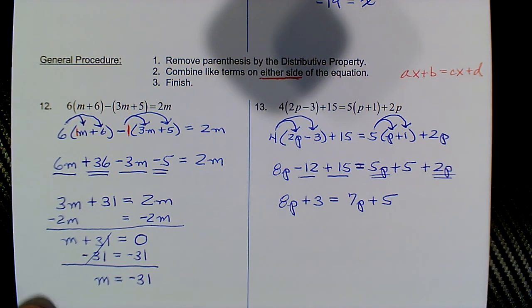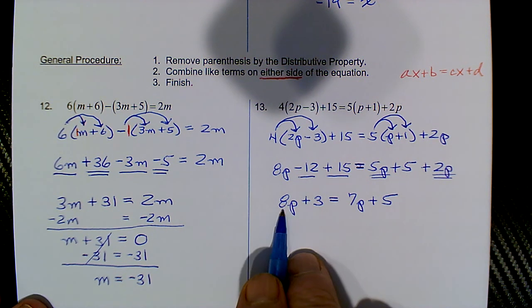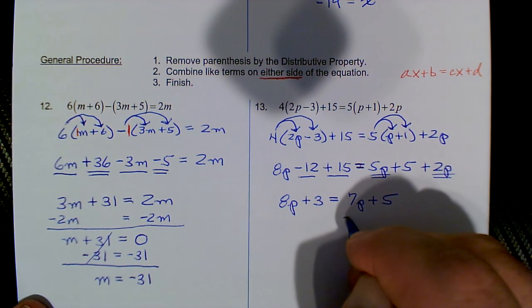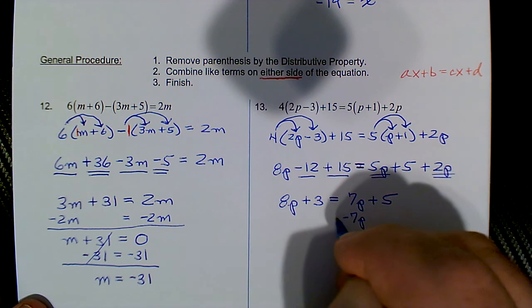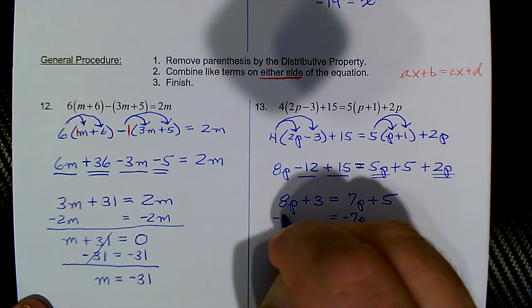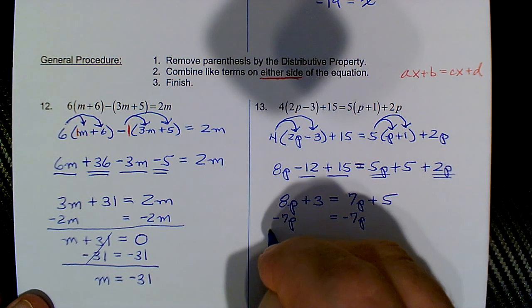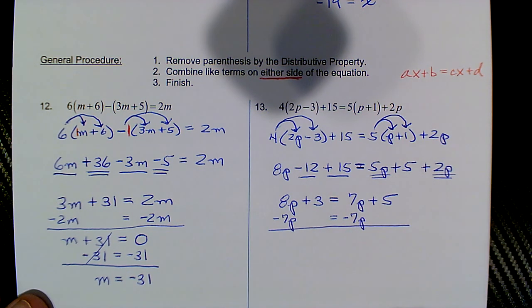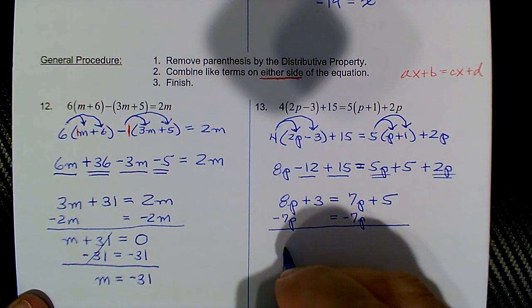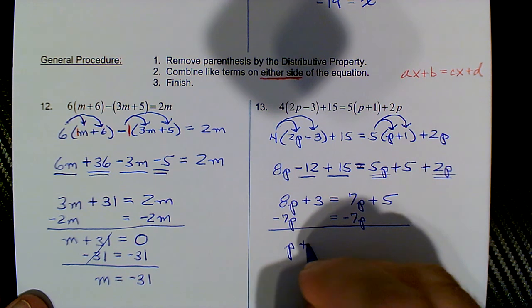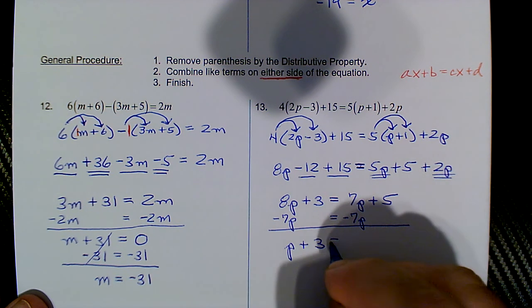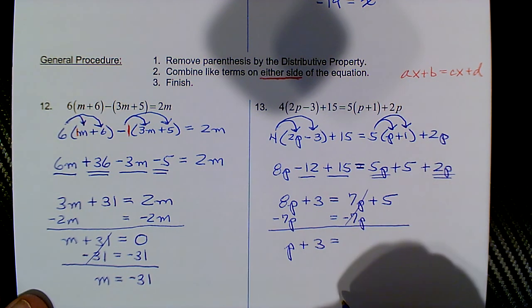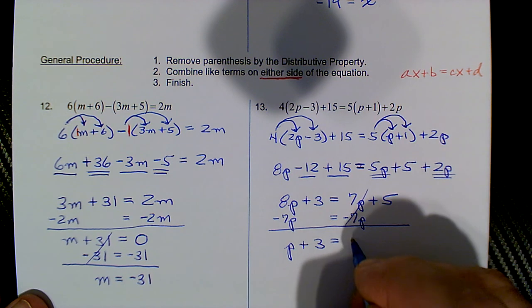So now the variables on both sides again. Coefficient is greater on the left, so we'll transpose the 7p by subtracting 7p from both sides. Line up the like terms, the equals, there's their addition bar. 8p minus 7p is 1p, or just simply p. Bring down the plus 3 equals, the p's are gone, and bring down the 5.